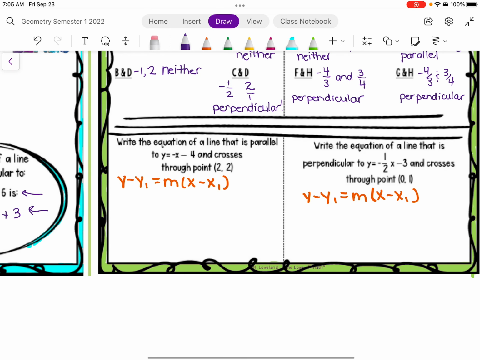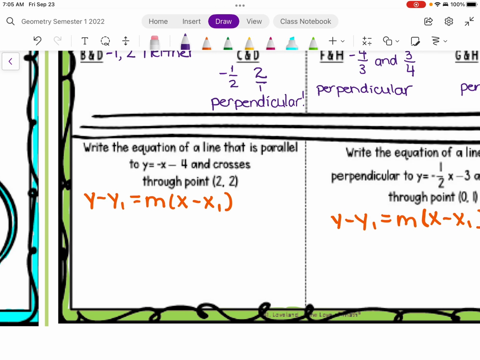So what if I got a little more specific? I said, all right, I want you to write an equation of a line that's parallel to this equation here. But this time I'm going to be a little more specific, and I want it to go through the point 2, 2. What I'm going to do is use this formula here. This is called point slope. It's a very handy formula. This is x1, this is y1, so where there's an x1 I'm going to put a 2, where there's a y1 I'm going to put a 2.